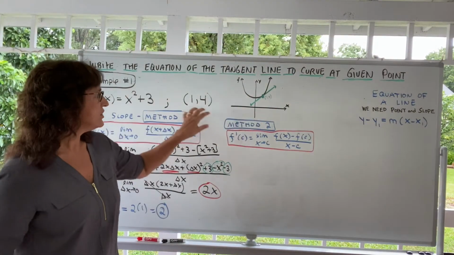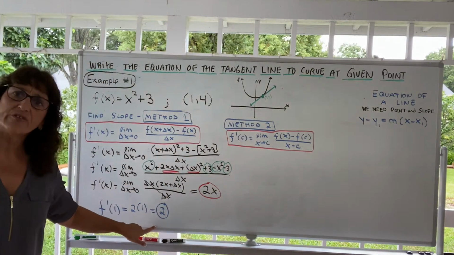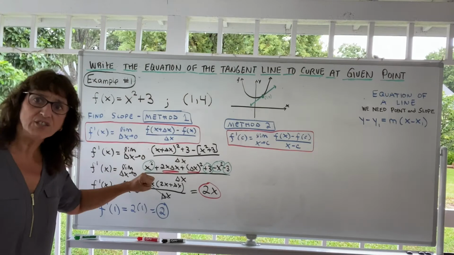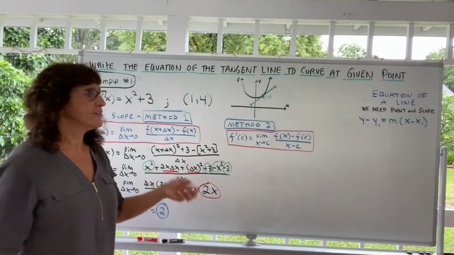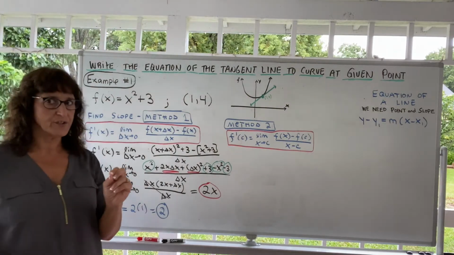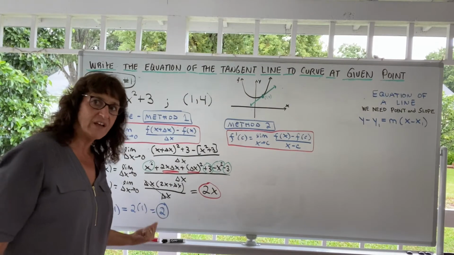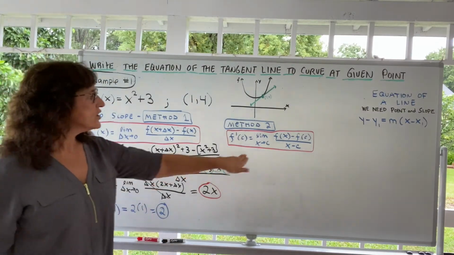The point we're going to use is (1, 4). The slope that we need is 2. We found this slope by finding the derivative of the function and then evaluating the derivative at the given point. There is another way, maybe a little bit shorter, a bit of a shortcut. Instead of finding the derivative of the function and evaluating it at the given point, you can use this formula here.